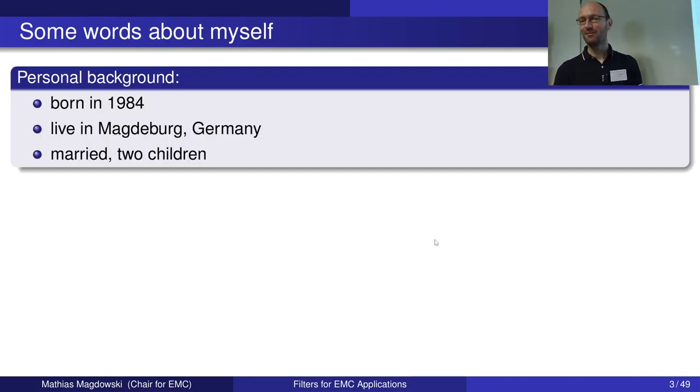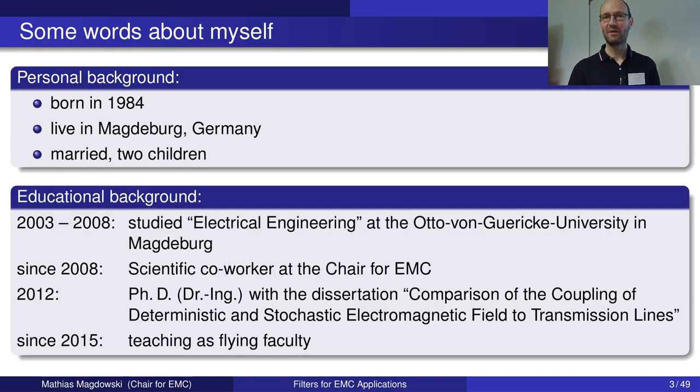So then maybe some words about myself. I was born in 1984. You can calculate yourself how old I am, and in this year it's especially easy. I married, I have 2 children, and I live in Magdeburg in Germany. I will tell you in a moment where this is located within Germany. And I have a background in electrical engineering. So I studied also electrical engineering more than 20 years ago.